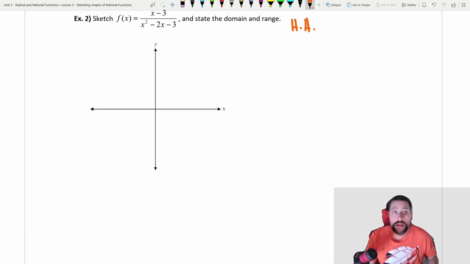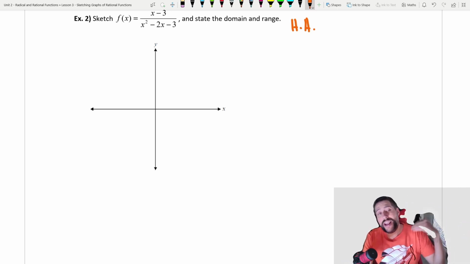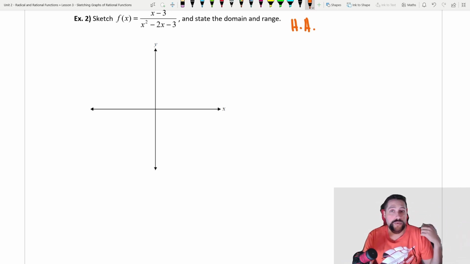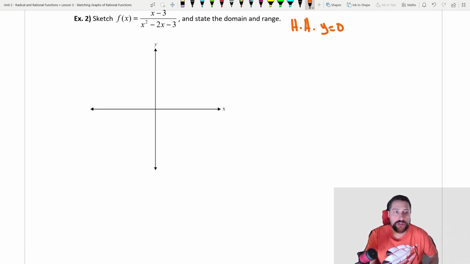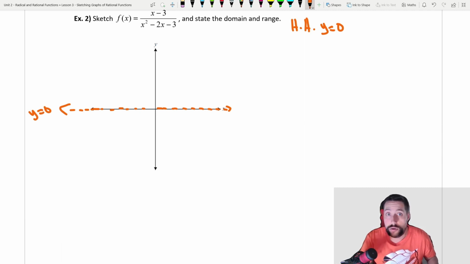So we look at the degrees of the numerator and denominator. The degree in the numerator is 1 and the degree in the denominator is 2. Because of that, we have a horizontal asymptote at y is equal to 0. So let's go ahead and graph that at y is equal to 0. Okay, that's our horizontal asymptote.